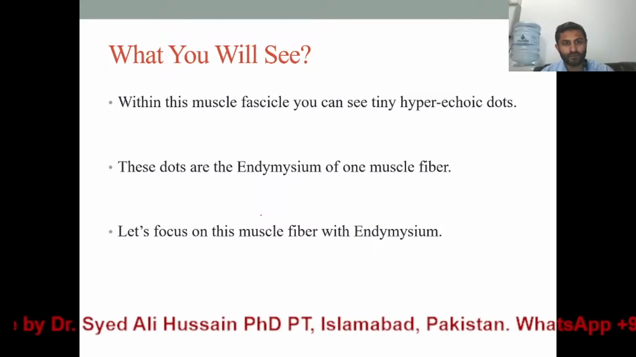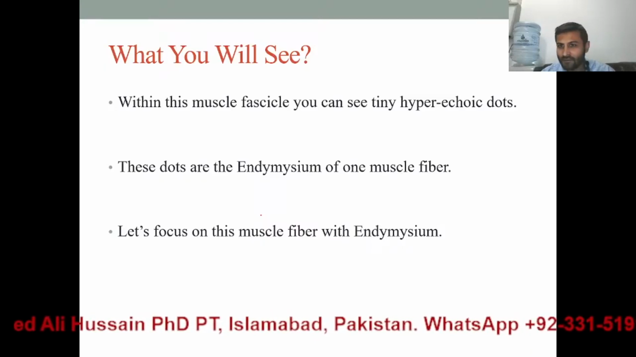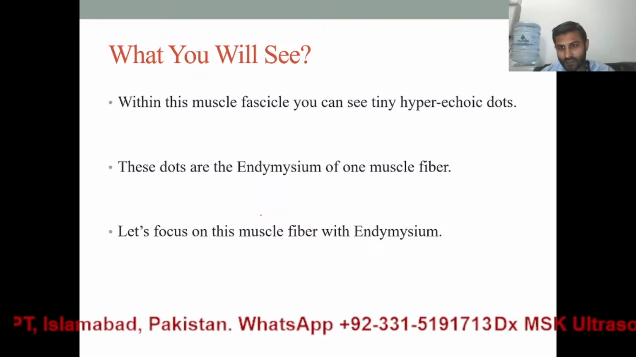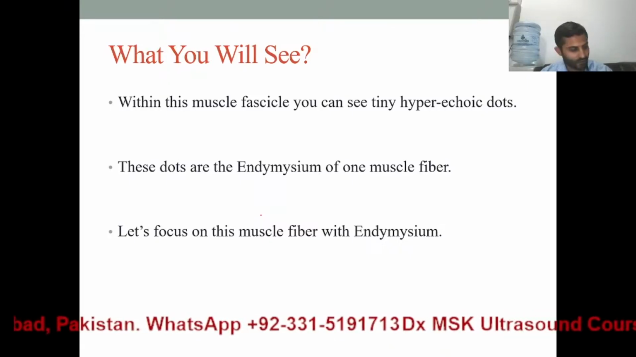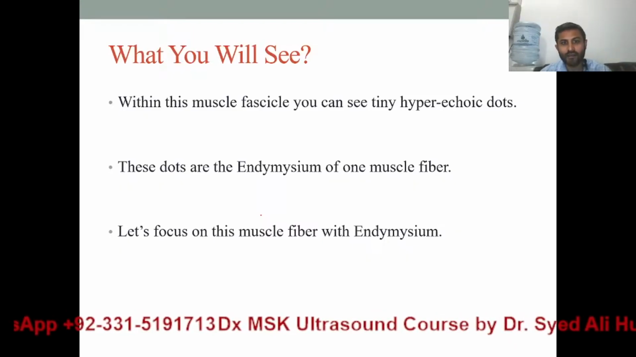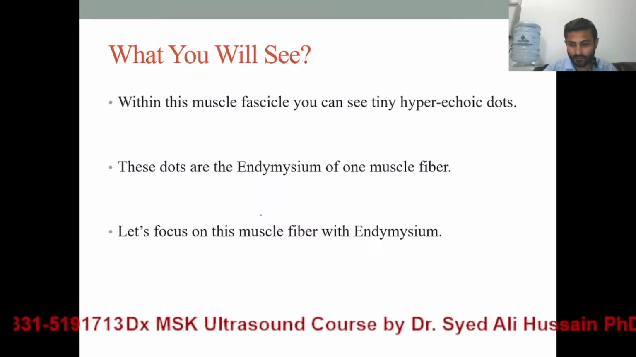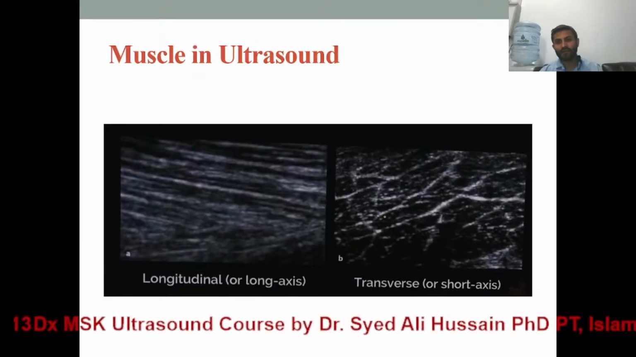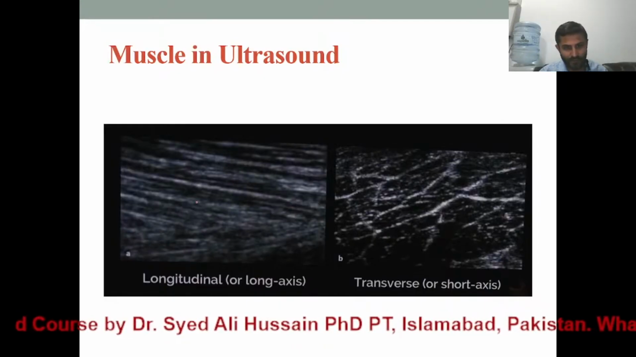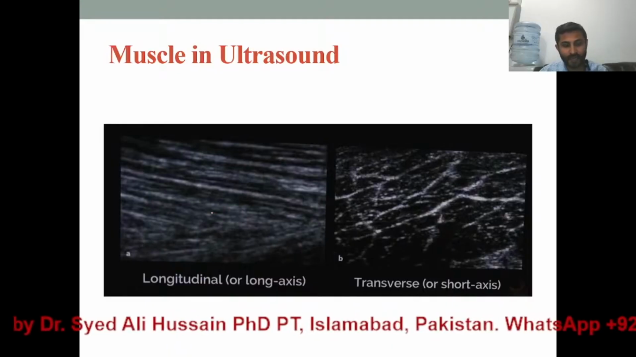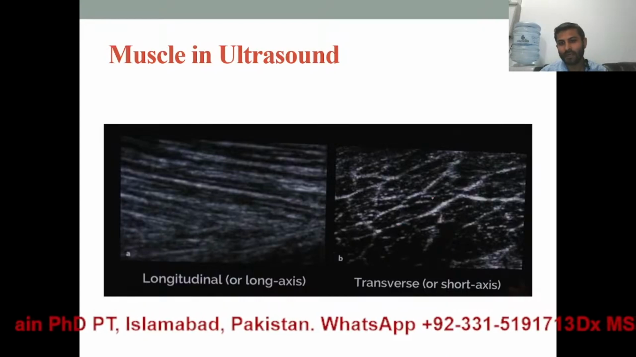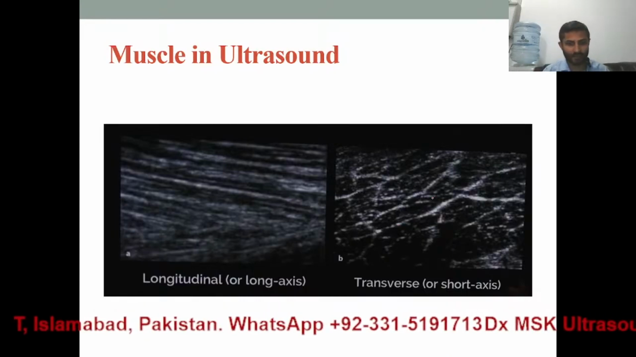Within the muscle, you will see fascia as tiny hyperechoic dots. These fascias, in the short axis, are the dots. In the long axis, they can be lines. Here you can see short and long axis of the muscle in ultrasound. In the long axis, they are white, bright lines. And in the short axis, they can be dots, or they can be some lines that are connected with dots.